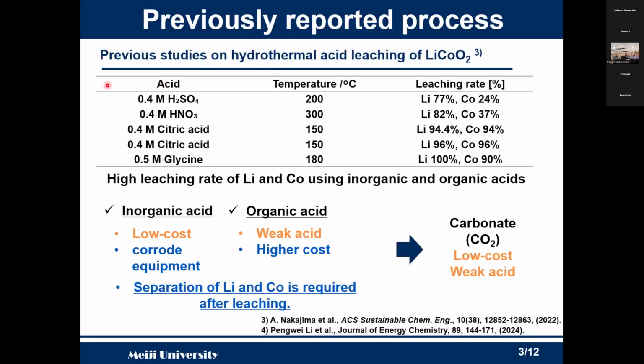There are previous studies on hydrothermal acid leaching for LCO, as in this table. Some acids are used, including sulfuric acid, nitric acid, citric acid, etc., and the leaching rates are like this. High leaching rates of lithium and cobalt using inorganic and organic acids are achieved by the hydrothermal process.